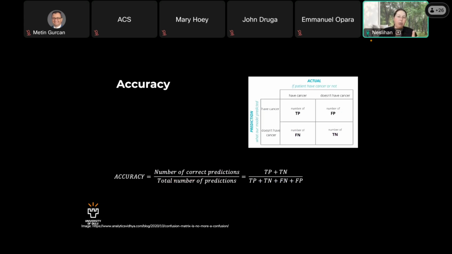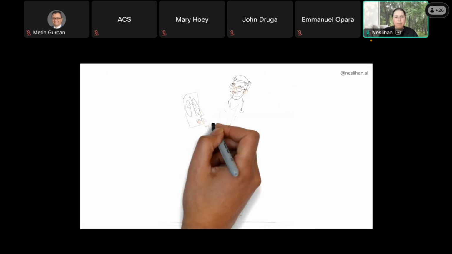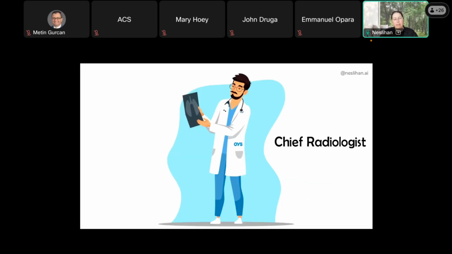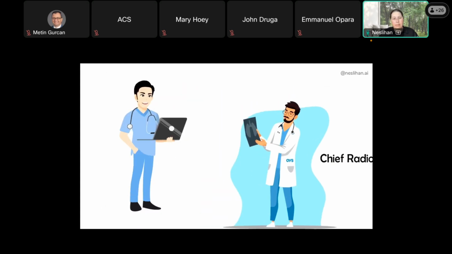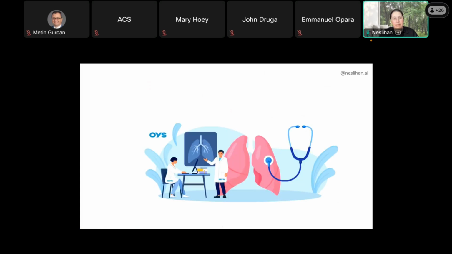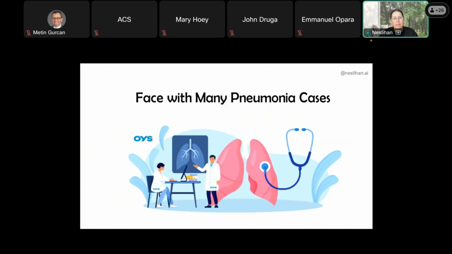At first, it seems to be a perfect way to measure the performance of a machine learning model. Let's look at an example. Let's imagine that you're a chief radiologist at a hospital. By the way, we might have that person in our audience. The workload in your department is quite heavy, and in your hospital you face many pneumonia cases.